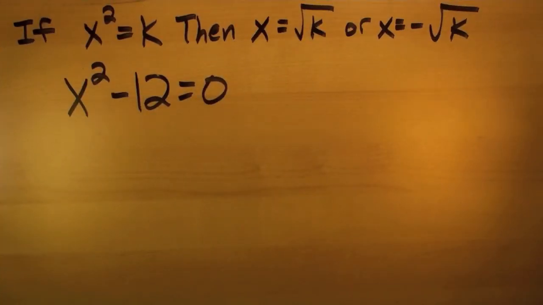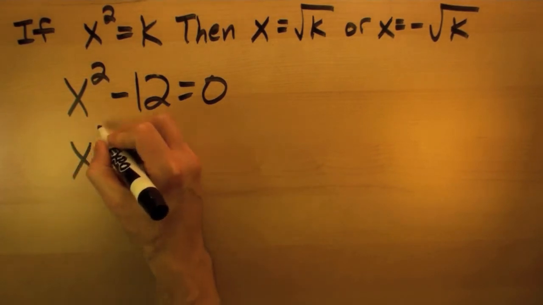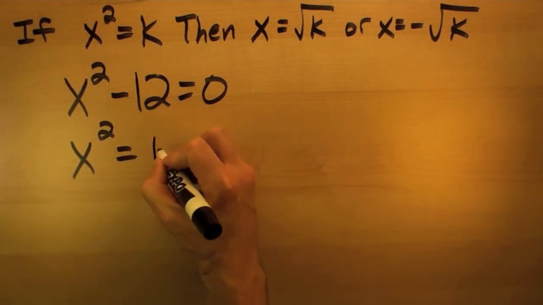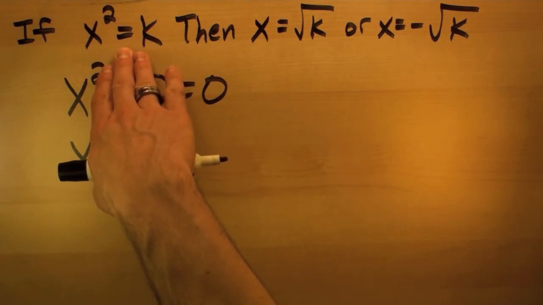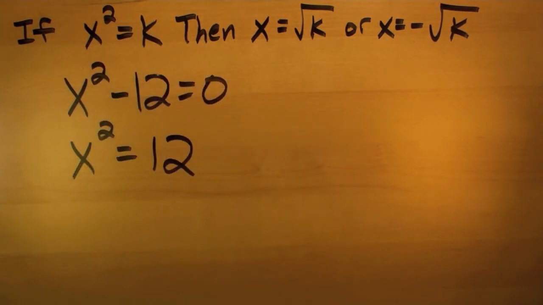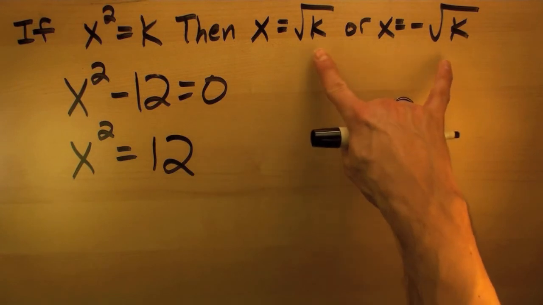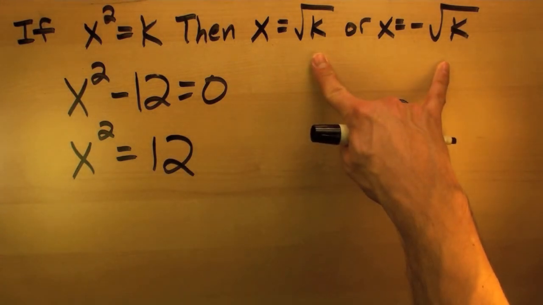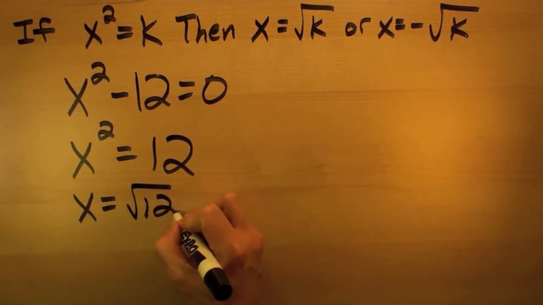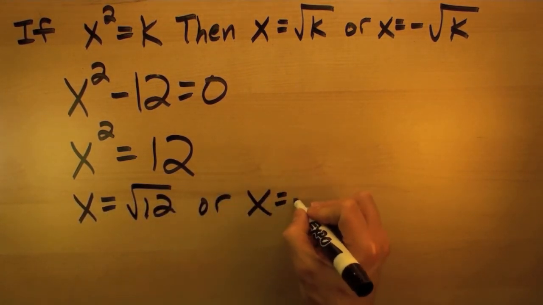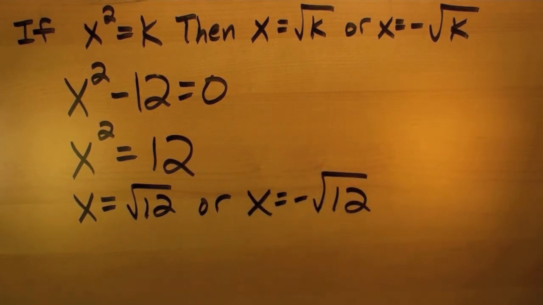Consider x squared minus 12. So again, let's add 12 to both sides, so that we isolate the x squared to get x squared equals 12. So now we have it in the right form. X squared equals a number. So now we can apply the square root property that says x is equal to the square root of 12 or x is equal to the negative square root of 12. So x equals square root of 12 or x equals negative square root of 12.